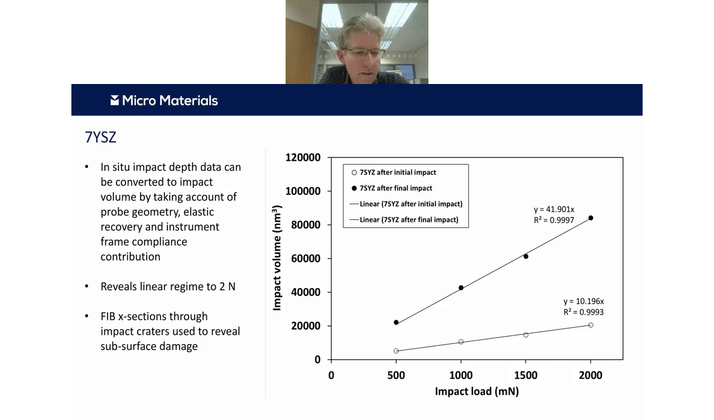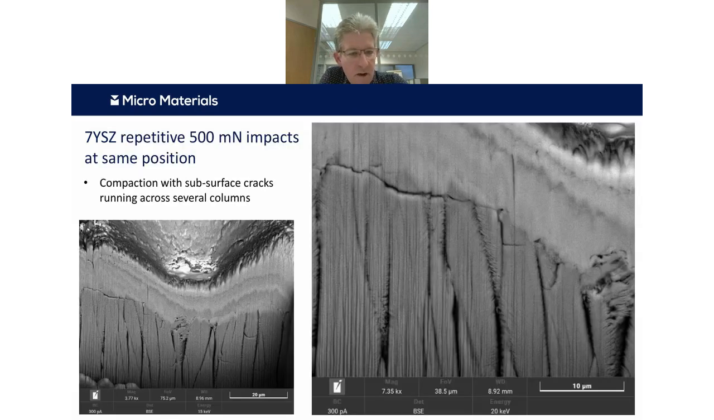The next step was to look at focused ion beam cross sections through these craters to look at the subsurface damage and see how that compares with erosion. This is an example of one of the impact craters at the lowest load that we looked at, which is 500 millinewtons. We can immediately see there's a compaction zone in the center of the crater. Just below that compacted area, we're seeing a lot of cracking going across these columns, in some cases being stopped or deflected by the columns. This is one of the things leading to material removal.